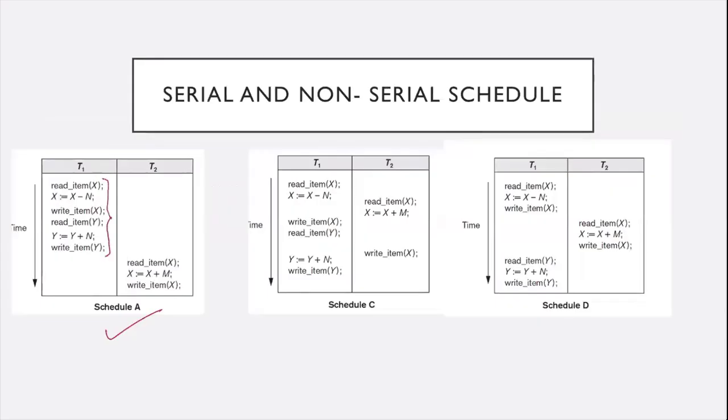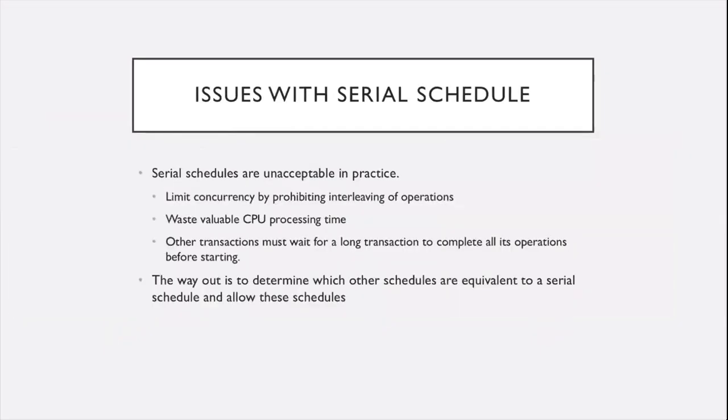As you can see here, the first one, schedule A, is a serial schedule because all the instructions of transaction T1 are together, followed by all the operations of transaction T2. However, C and D are non-serial schedules because you can see that there is interleaving of operations between the transactions. First two instructions of T1, then two instructions of T2, then T1 again, then T2, then again T1. Similarly, in D also, the operations between T1 and T2 are interleaved. So this is a serial schedule and a non-serial schedule.